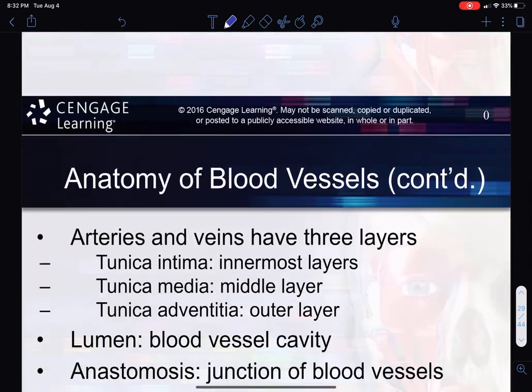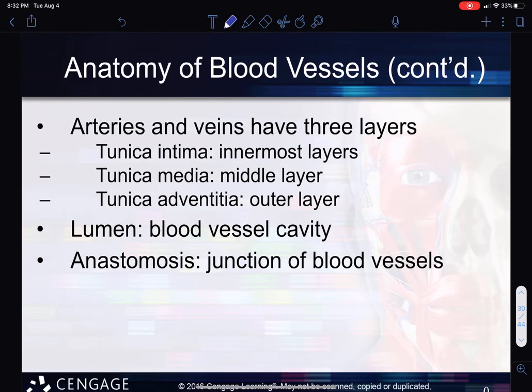All right, let's talk a little bit about what's going on in a blood vessel itself. So both arteries and veins have 3 layers. We've got an intimate layer, tunica intima. We've got a medium layer, tunica media. And then we've got an outside layer, tunica adventitia. I've heard this pronounced many different ways, so have at it.